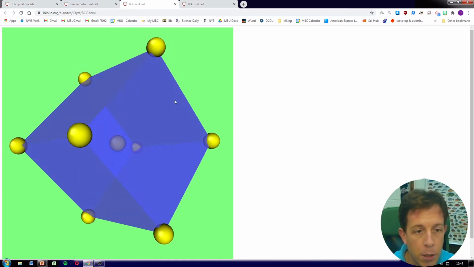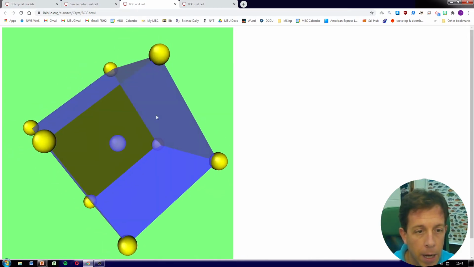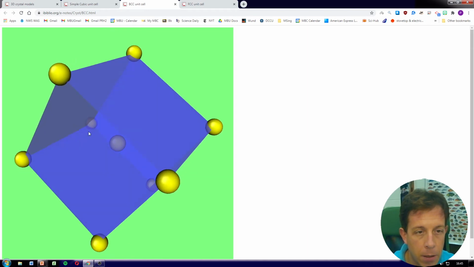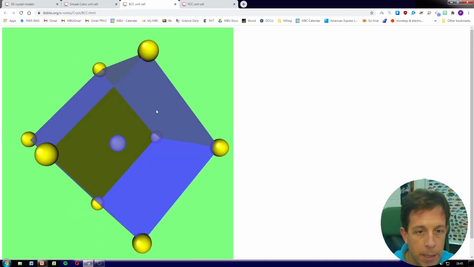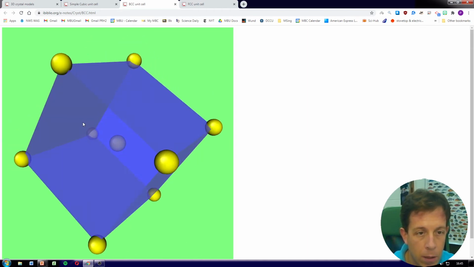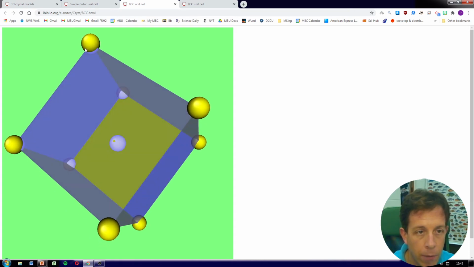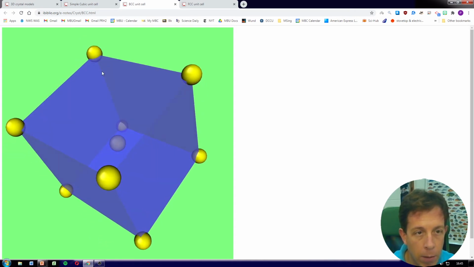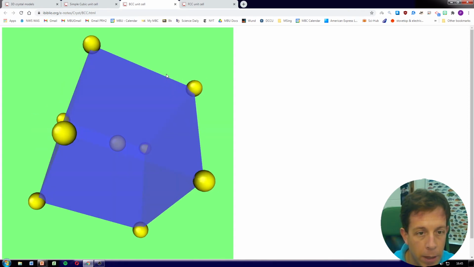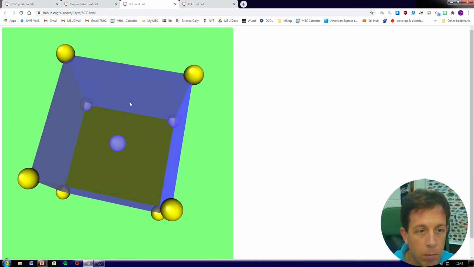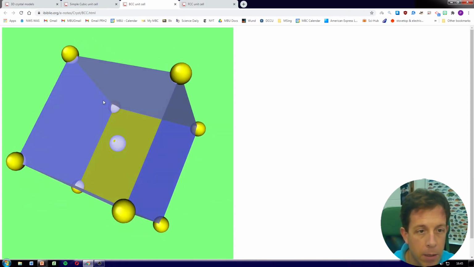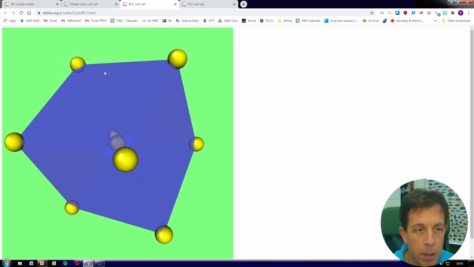And here's an animation of a body-centered cubic cell. Again, we have 1 atom in the center and then 8 in the corners. If we think about the corner atoms each contributing 1/8, the total number of equivalent atoms in this unit is going to be 2.